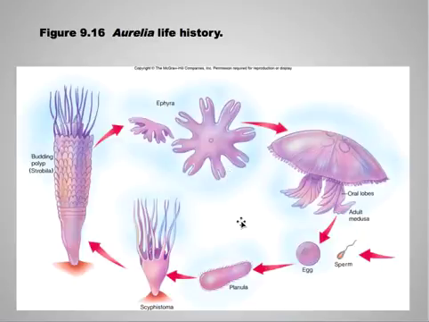So here's the Aurelia life history. Important distinction for this particular group is that it strobilates. So when the planula affixes itself and forms a scyphistoma, that then strobilates, so it looks like this little stack of plates. Each one of those breaks off, becomes an ephyra, and those ephyra then become a medusa. It's very distinctive for that class.